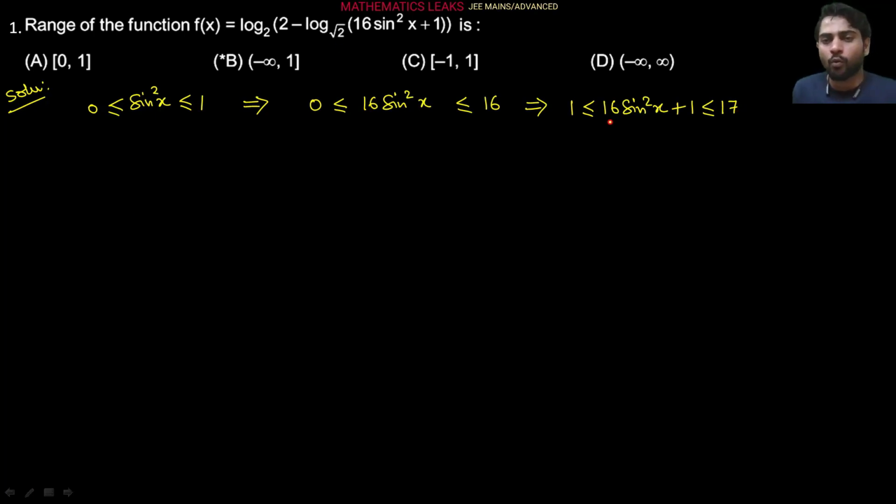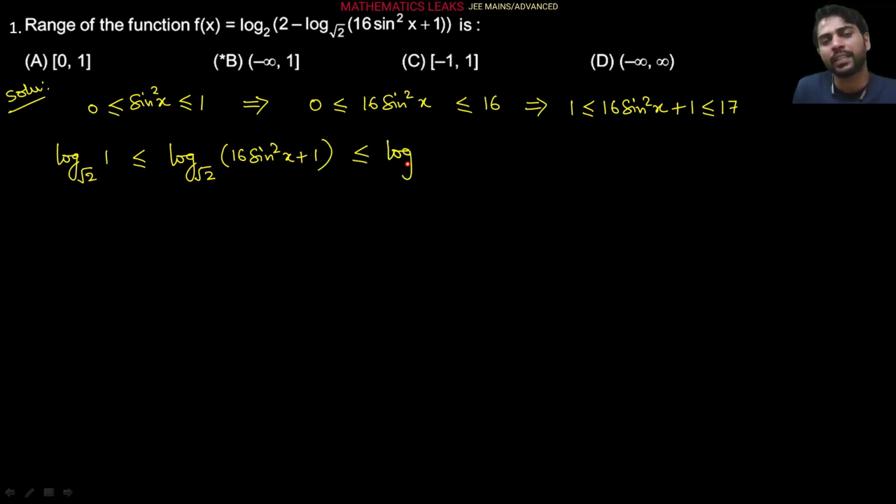Now we are seeing this quantity has logarithm base root 2. So we are going to take logarithm base root 2 on the entire inequality. We will get log base root 2 of 1 less than or equal to log base root 2 of (16 sin²x plus 1) less than or equal to log base root 2 of 17, right? The same operation is performed everywhere, so the inequality sign will not change, as you can see.